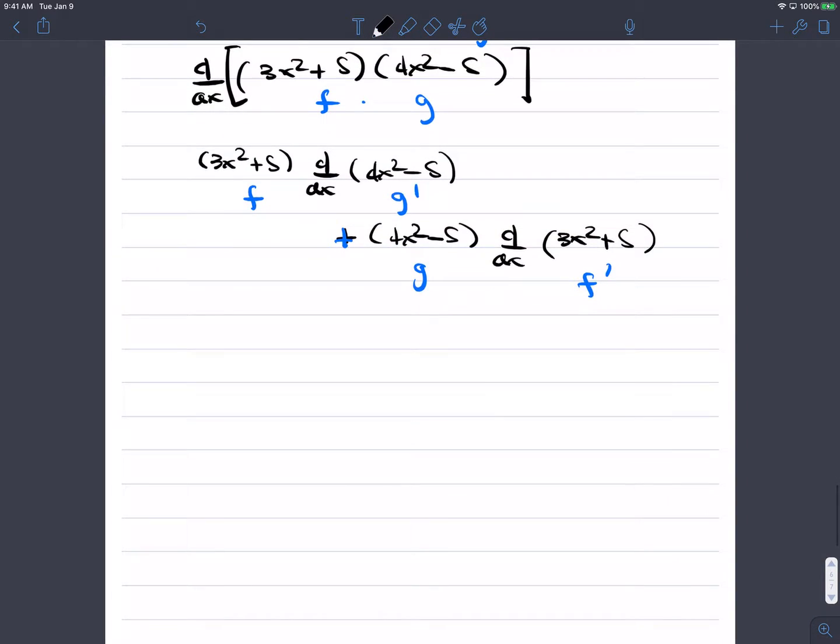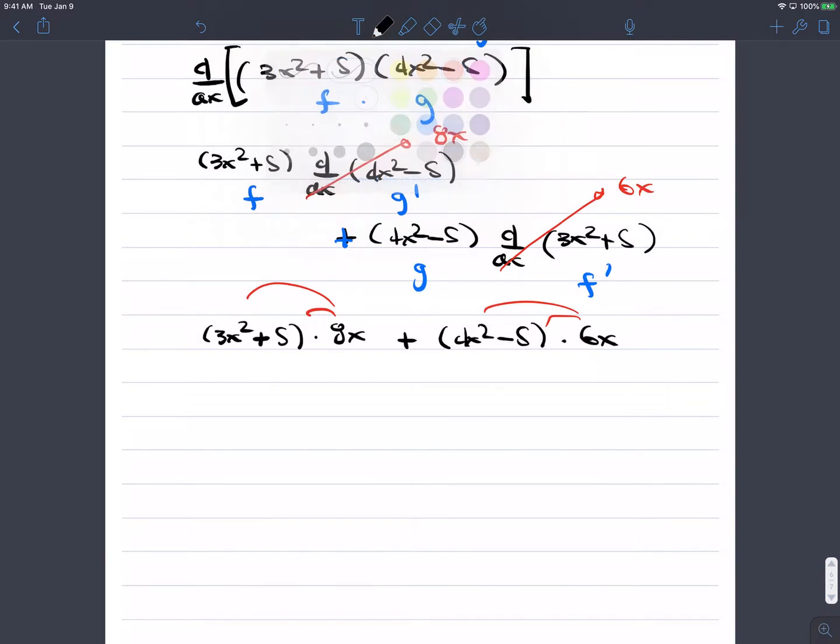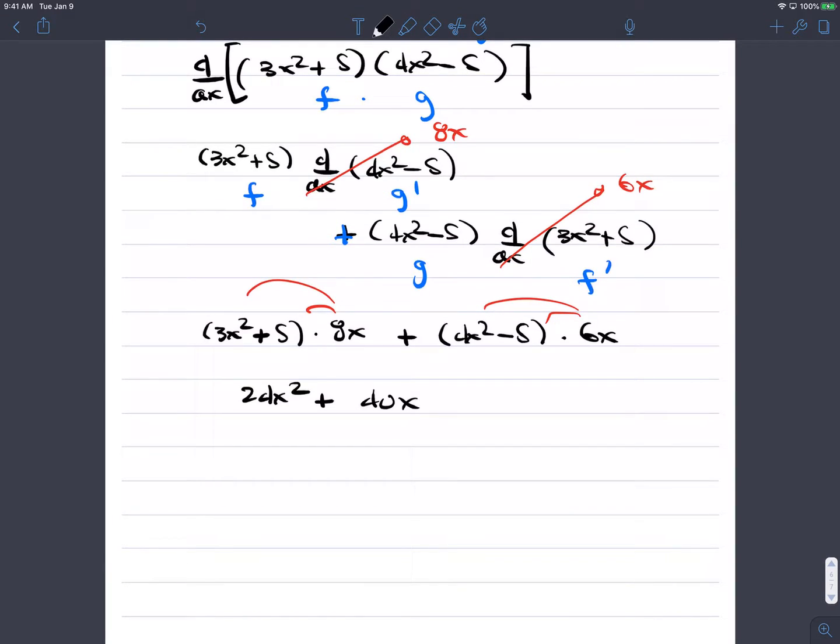So let's differentiate now. 4x squared minus 5 gives you 8x. 3x squared plus 5 should give you 6x. So altogether, 3x squared plus 5 times that 8x plus 4x squared minus 5 times your 6x. So now let's distribute. You get 24x squared plus 40x. And then 6x times 4x squared, that's 24x squared, minus 30x. So double check your distributive property. 3x squared plus 5 times 8x, 24x squared plus 40x, 24x squared minus 30x.